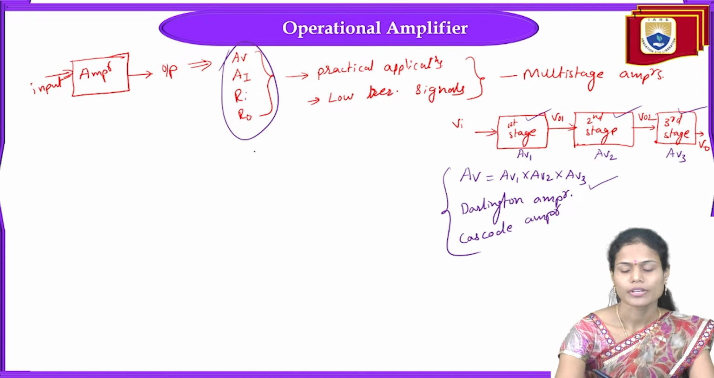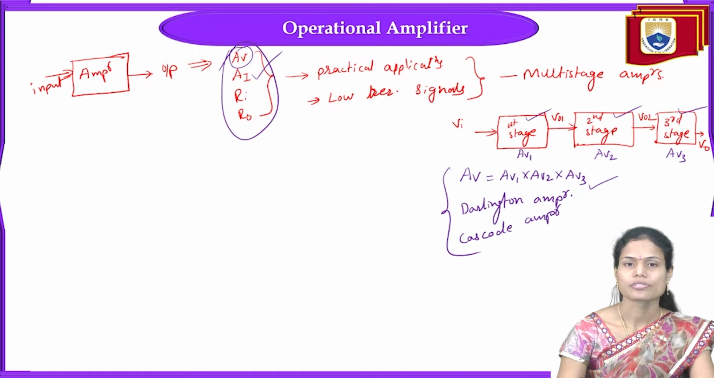So these different types of multi-stage amplifiers can improve any one or two parameters of the amplifier. The normal similarly coupled or similarly configured multi-stage amplifier can improve the voltage gain, and similarly the Darlington amplifier can improve the current gain, and the cascade amplifier can improve the voltage gain as well as the input impedance of the circuit.